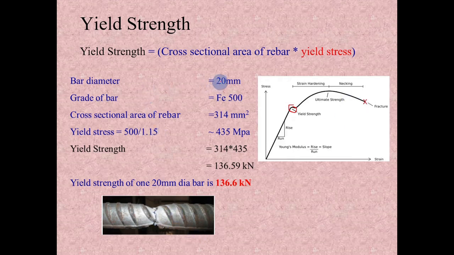So the bar diameter is 20 mm, grade is Fe500, cross section area is 314. Since the grade is 500, the yield stress is 500 divided by the partial safety factor for steel, which is 1.15 as per IS 456. So the yield stress is approximately 435 megapascal. The area into yield stress will give the yield strength. So the 20 mm bar can take 136.59 kilonewton before it starts yielding.